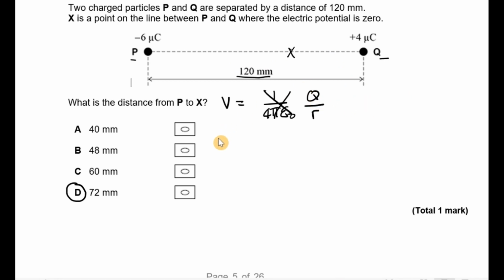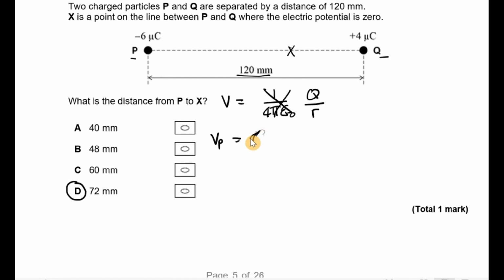So initially, let's just look at the electrical potential from P. We can completely ignore what's happening with Q while we do this. So I've got a charge of minus 6 microcoulombs. So I'm just going to use 6 as the magnitude over a separation. And let's just call that distance the distance x.